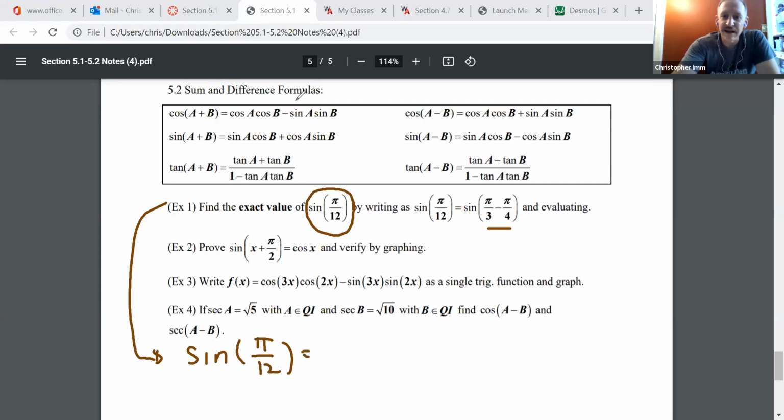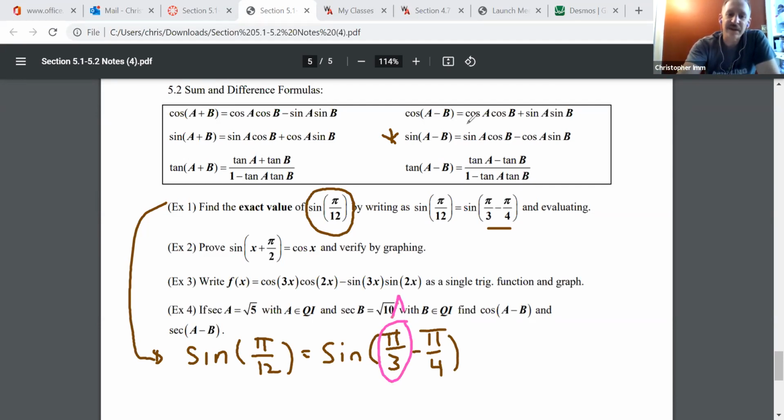So now that we see that you can use a difference of angles here, you can replace that pi over 12 by two famous angles. When we replace them by the two famous angles, we look at which formula we're going to use. This one is, of course, sine of a minus b, because we're taking pi over 3 minus pi over 4. Then we just replace in the formula: wherever we see a, we plug in pi over 3, and wherever we see b, we plug in pi over 4. So let's go ahead and do that.